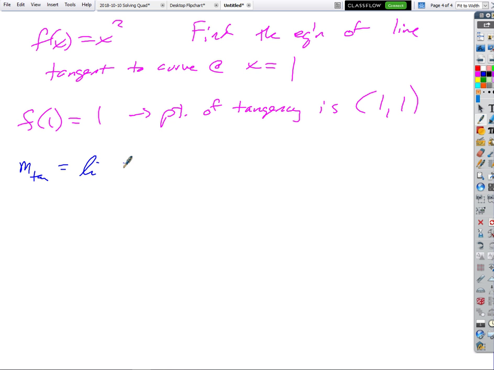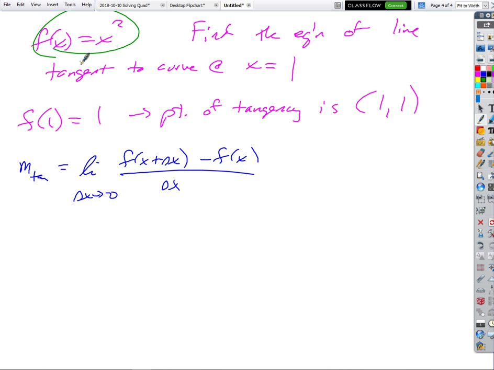It's the limit of f of x plus delta x minus f of x over delta x as delta x goes to 0. So we start general. That's our general form of the derivative, right? Slope of a tangent line. And now we get specific. Now we'll apply that to our specific problem. So what's f of x for us? X squared. Okay, so if f of x is x squared, let's rewrite this difference quotient for our function.